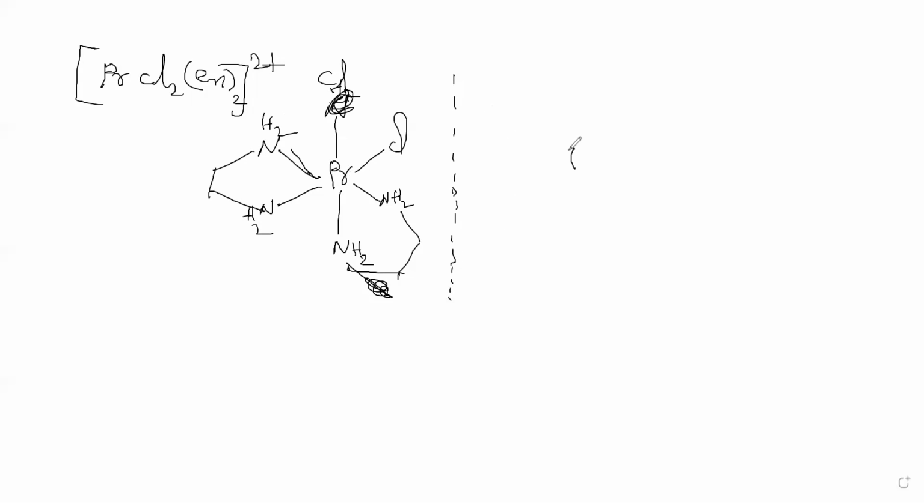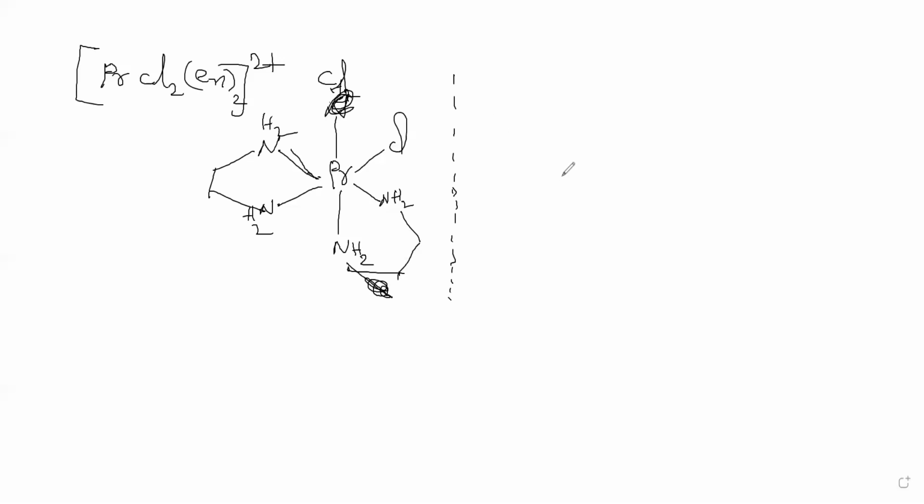So we have to draw the mirror image of this one. Pt, Cl. On top we have chlorine, and then you have NH2. Here NH2. This one, and again Cl here. No, no, no, did I do a mistake? Yes, of course, I did the mistake.